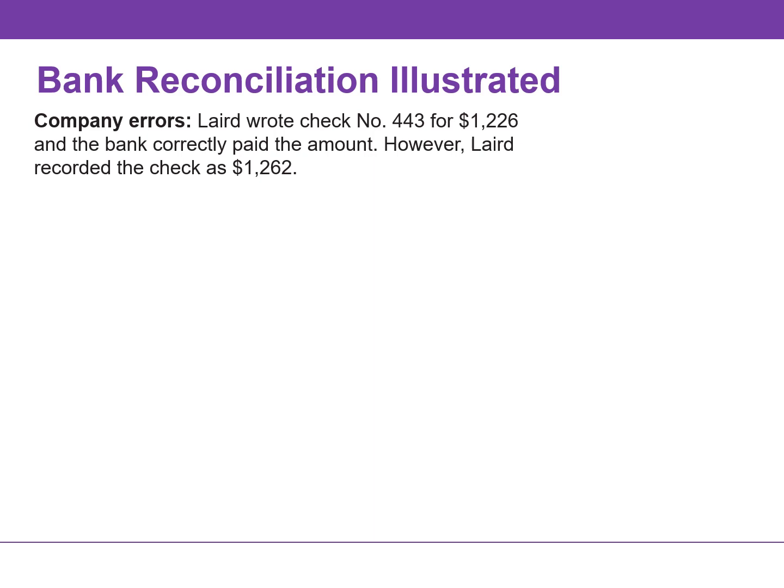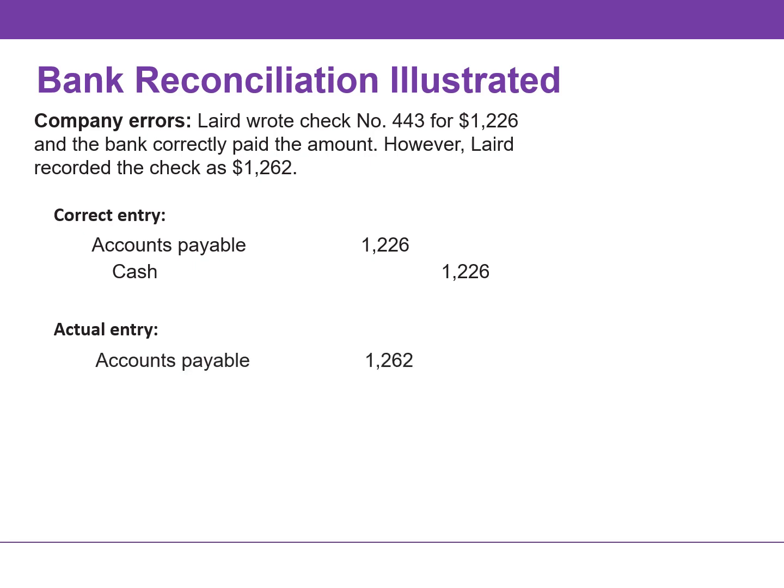In this example, the company wrote a check to a supplier in the amount of $1,226, but the accounting clerk recorded the check as $1,262. So let's identify the correct entry. The entry that should have been made would have been a debit to accounts payable and a credit to cash for $1,226. Let's identify what actually happened. What actually was entered into the accounting system was a debit to accounts payable and a credit to cash for the amount of $1,262. The error of $36, which is the difference between $1,262 and $1,226, is added to the balance per books because the company reduced the cash account by too much when it recorded the check as $1,262 instead of $1,226.